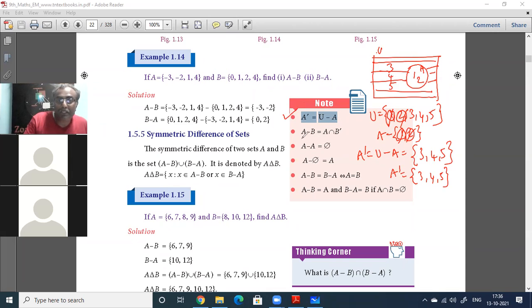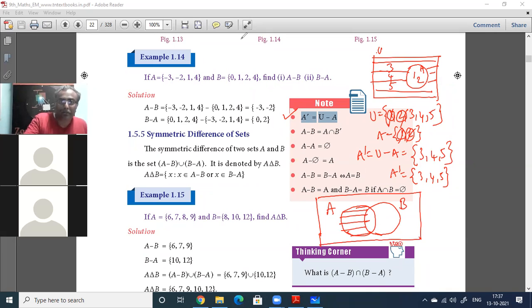Okay, then A minus B is equal to A intersection B complement. Okay, this is also quite complicated. Let us have A and let us have B. A minus B is this area. Correct. But A intersection B complement: now what do you have? You take B complement. What is B complement? Everything other than B is B complement. This is B. Everything other than B is B complement.